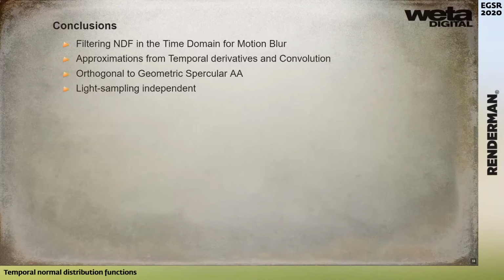To conclude, here's a short summary of our talk. We showed a new method that is useful for rendering motion blurred highlights, moving previous work from the spatial domain to the temporal one. As such, it shares with them the same approximations for the first-order derivative and the convolution. On the brighter side, being a different domain, it's orthogonal and in principle can be used in conjunction with previous techniques. Lastly, it's independent from the light sampling, increasing its flexibility to multiple contexts.